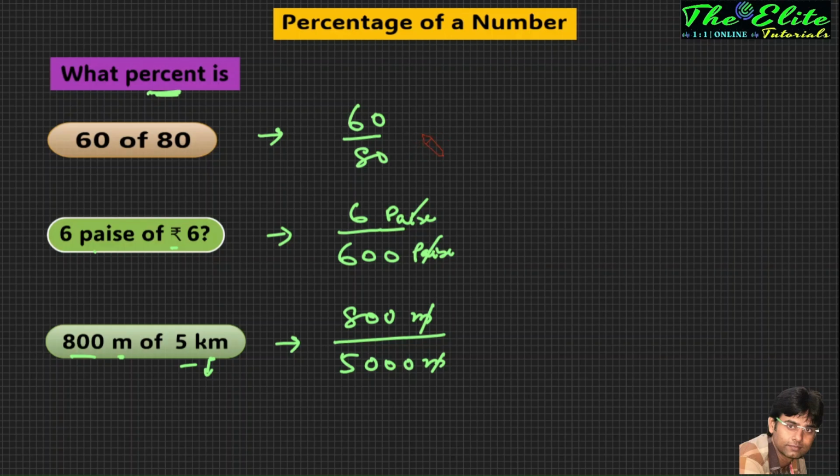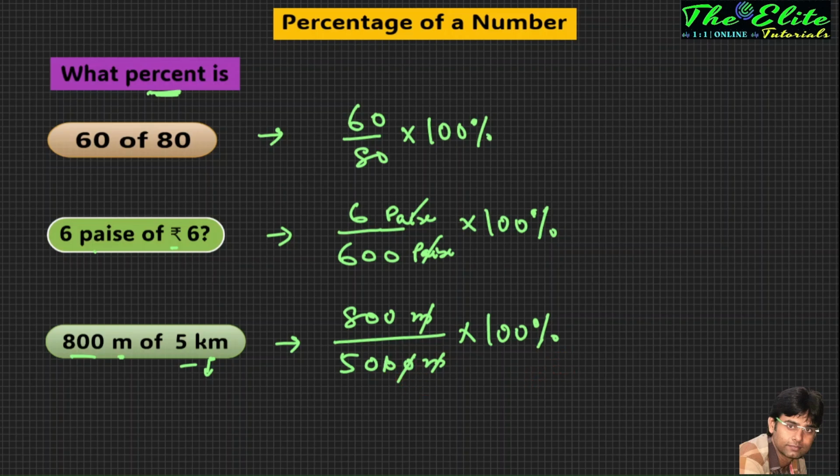So how do we get it? A fraction can be multiplied by 100% to get the percentage. This also, 6 by 600, will be multiplied by 100% to get the answer. This also will be multiplied by 100%. In short, this is the quick method. Okay, this is the trick actually. You can multiply this by 100% and you will get the answer.